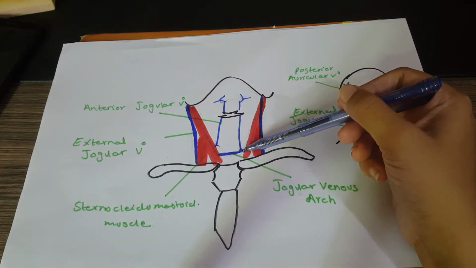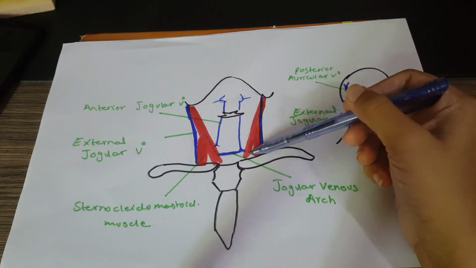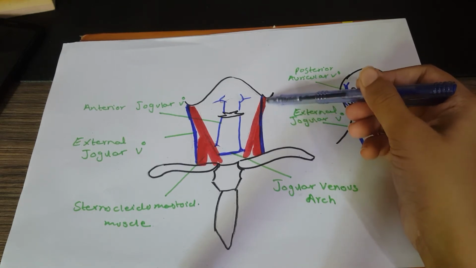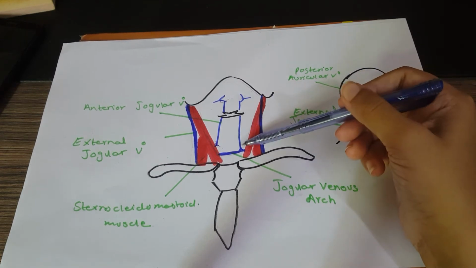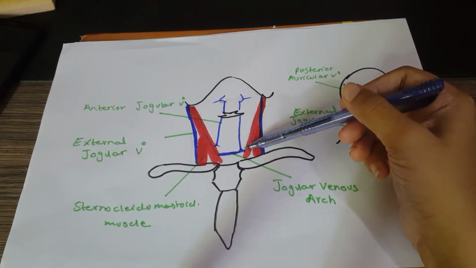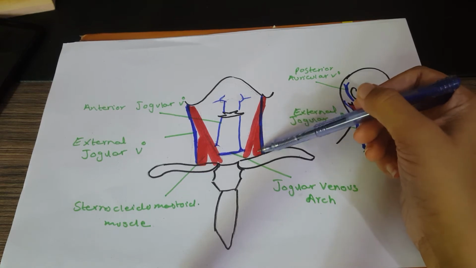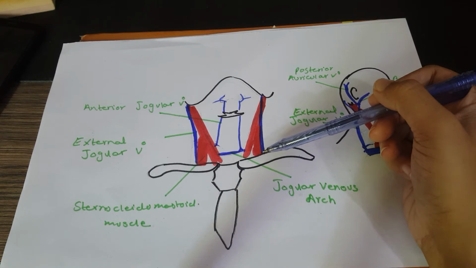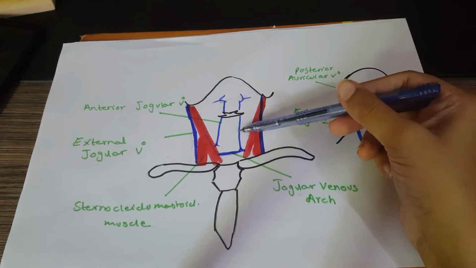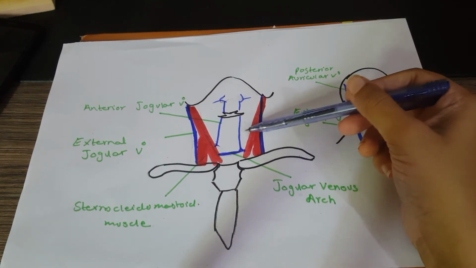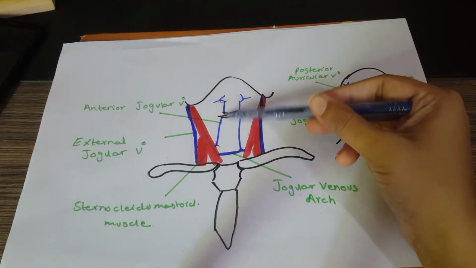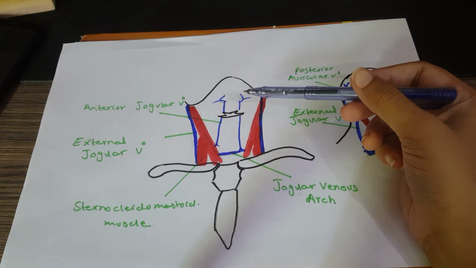After which it passes behind the sternocleidomastoid muscle and joins the external jugular vein. This is the external jugular vein. So the anterior jugular vein, after passing behind the sternocleidomastoid muscle, joins the external jugular vein. So we can say that the anterior jugular vein finally drains into the external jugular vein and it receives three tributaries.